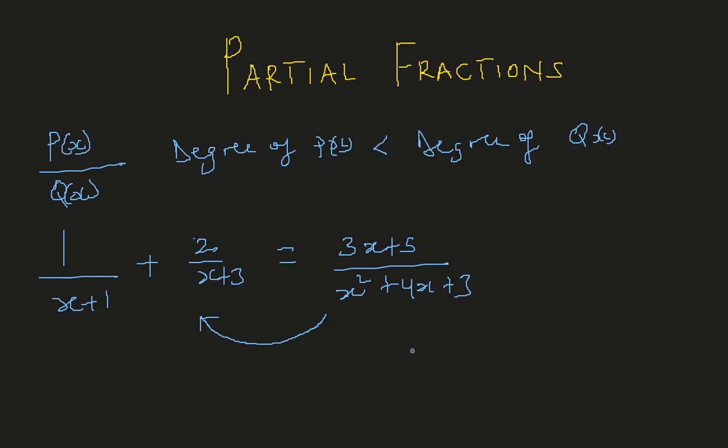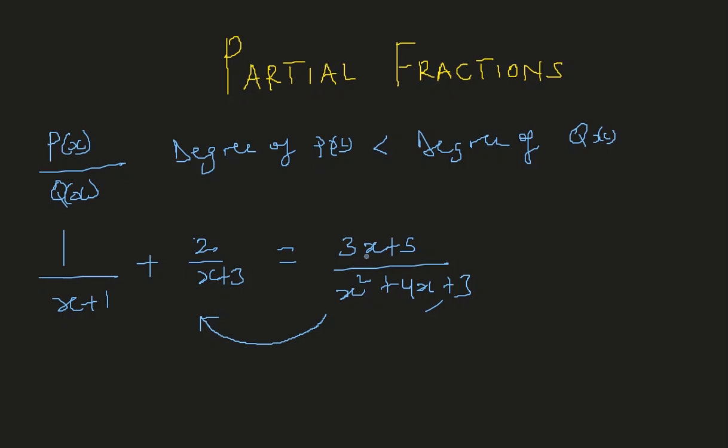So we want to look at procedures of coming from the right hand side, from this fraction, into the sum of two fractions that make up this. So we talked about the degree of the numerator being less than the degree of the denominator. Look at this very example.